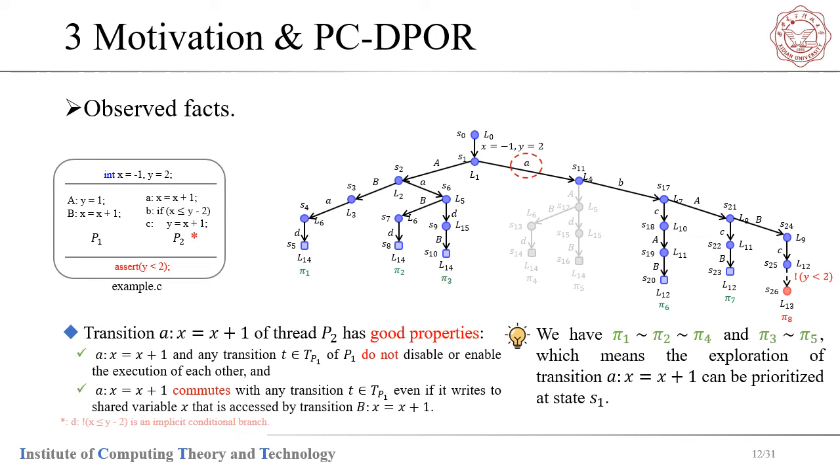In addition, we also notice that the transition A and any transition T of P1 do not disable or enable the execution of each other, and transition A commutes with any transition T of P1, even if it writes to the shared variable X that is accessed by transition B. Therefore, we have that the trace pi1 is equivalent to pi2 and pi4, and the trace pi3 is equivalent to pi5, which means we can prioritize the exploration of transition A and prune other transitions of thread P1 at state S1.